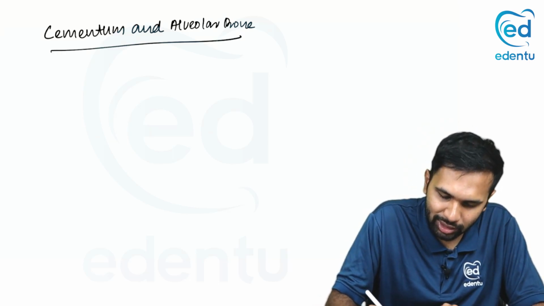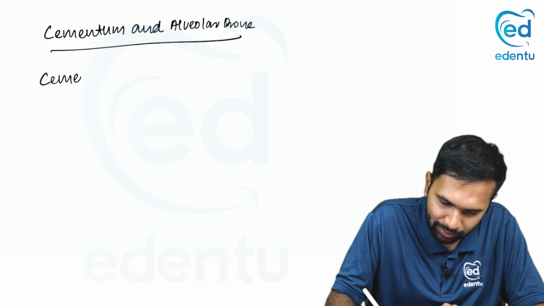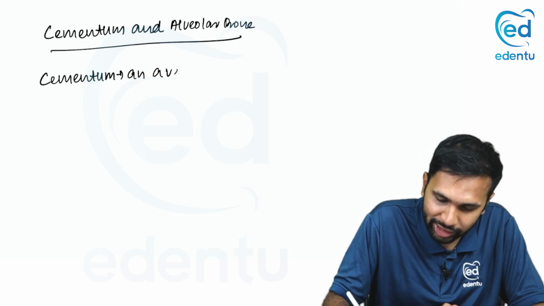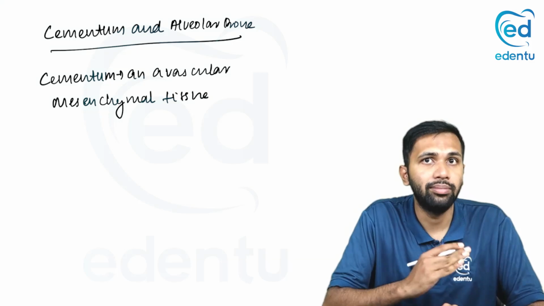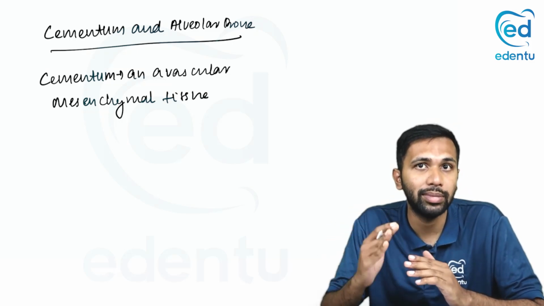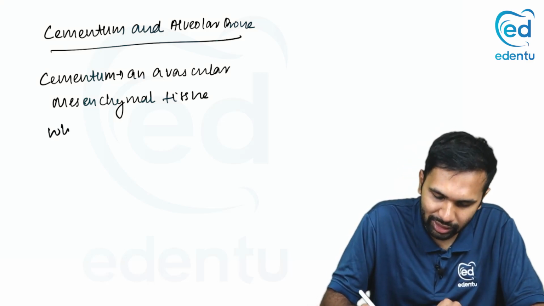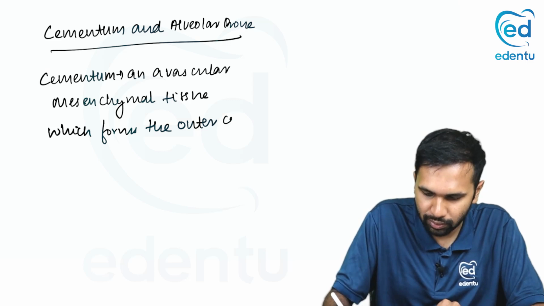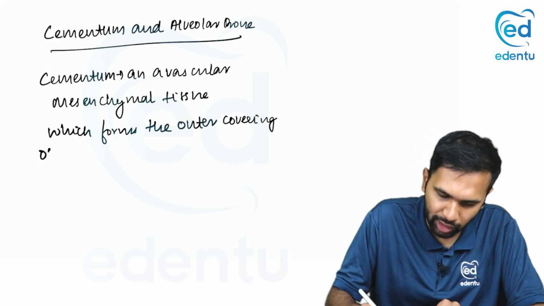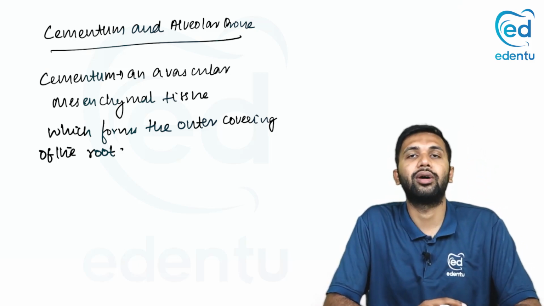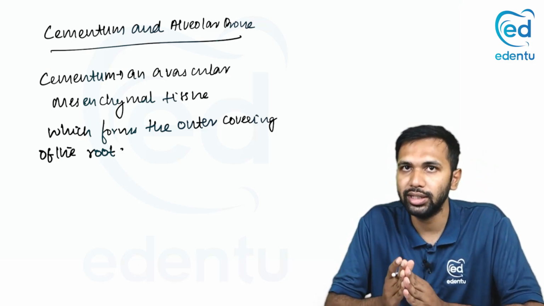Cementum, as the name suggests, is first and foremost an avascular mesenchymal tissue, that is, it doesn't have its own blood supply. It is an avascular mesenchymal tissue which forms the outer covering of the root. That is what is called cementum.